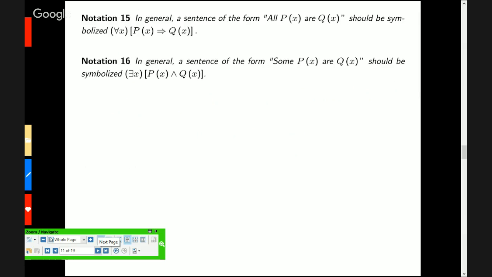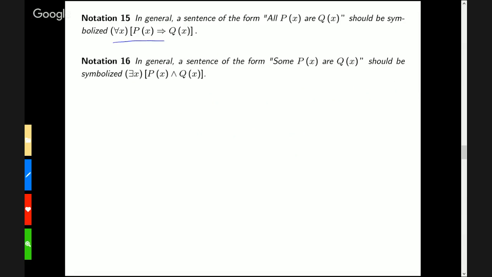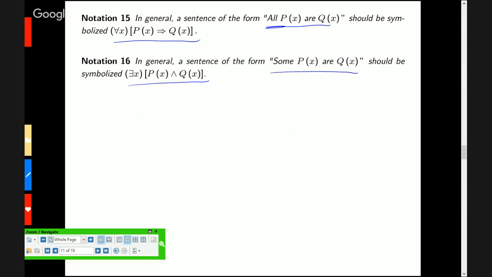Okay, notation. In general, a sentence of the form all P of x are Q of x is symbolized for all x, if it is P of x, then it is Q of x. P implies Q. So whenever you see all P are Q, think this form. If you see some P are Q, then there exists an x, P of x and Q of x. These are confusing because when you actually read this sentence, you don't think that's exactly what they're saying. But that's the notation that we have taken it to be from math for clarity. So when we see that, that's what we know it means.